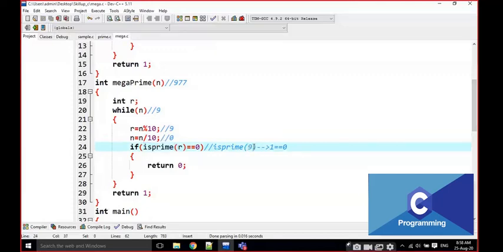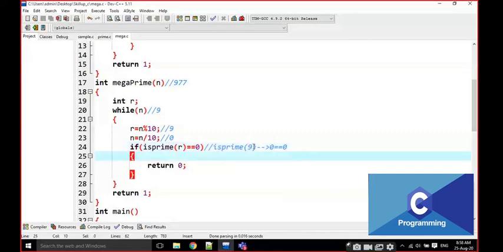Is prime of 9. Is 9 prime? Yes, anyone? Is 9 prime? And what is the result for is prime of 9? 0. So then I am going to check, 0 is equal to 0. Then it is true here.